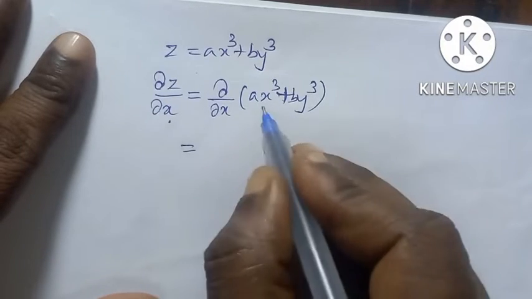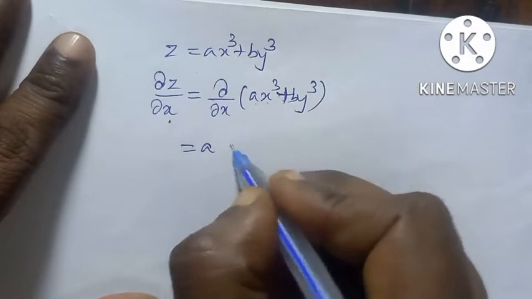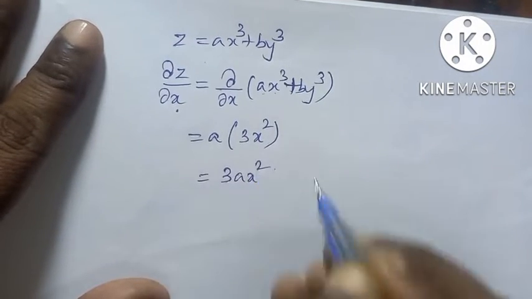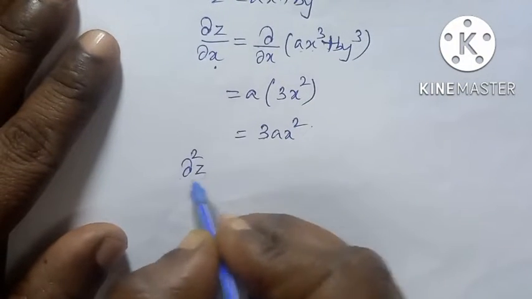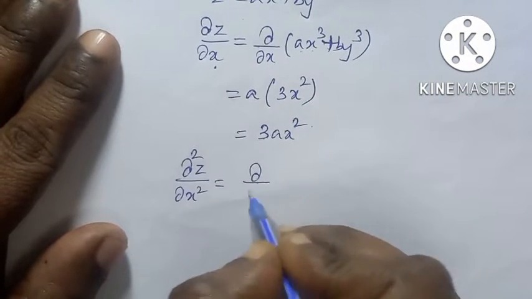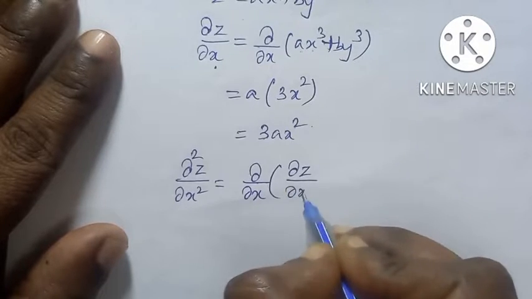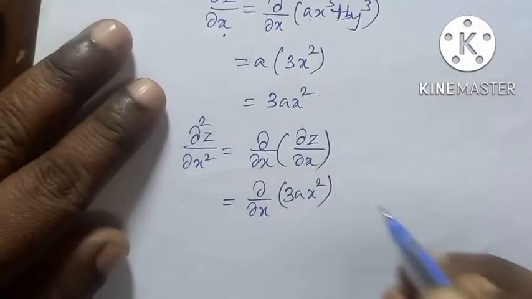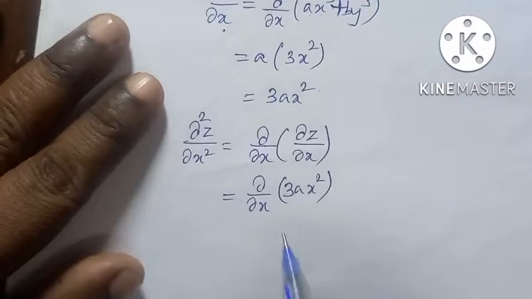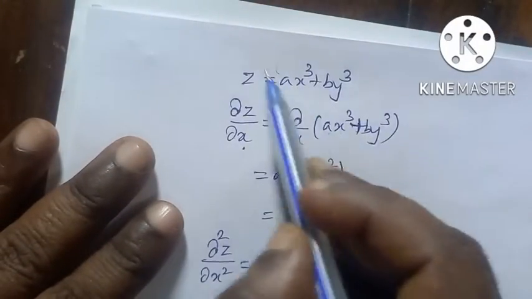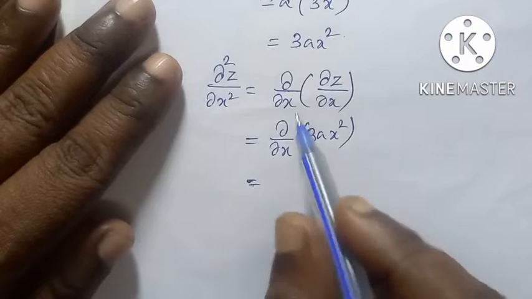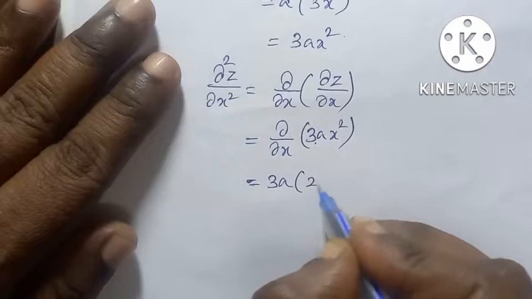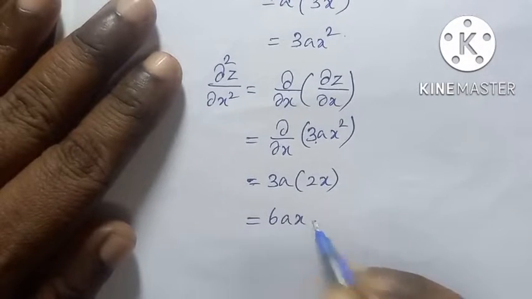When you differentiate ax cube, take a outside. Differentiate x cube, 3x square, okay, which is 3ax square. If you want the second derivative, dou square z by dou x square, which is dou by dou x of dou z by dou x, you have to differentiate the already differentiated expression, 3ax square. Once differentiated, when you differentiate it again, take 3a outside, differentiate x square, 2x, which is 6ax.